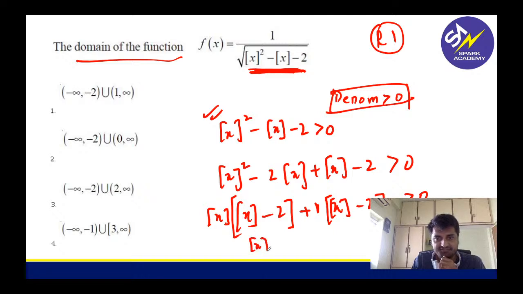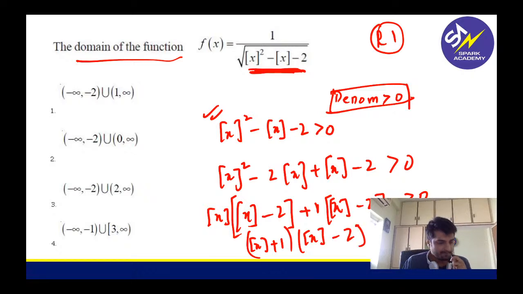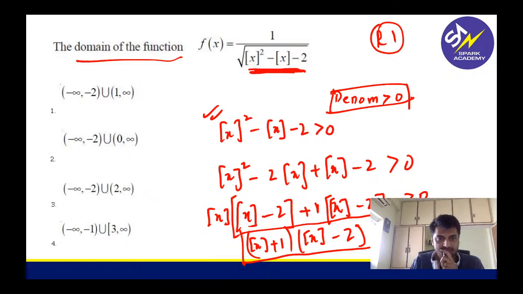Basically, what are we getting, guys? Step x plus 1 into step x minus 2. That should be greater than 0, guys. Now tell me, what next can I do here? So I got my inequation with me ready. How can I solve this, guys? Can you tell me how to solve this? Anyone? Tell me how to solve this.